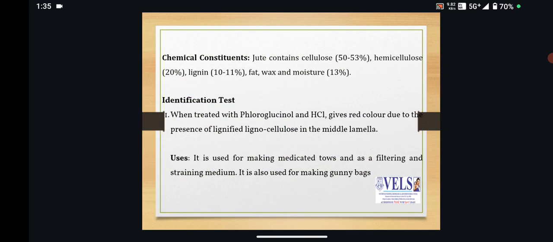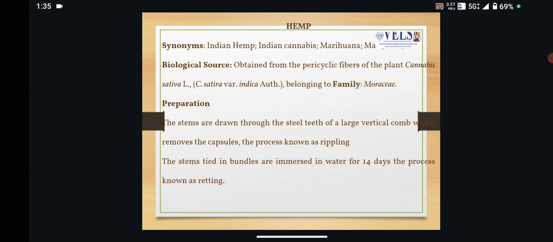Chemical constituents: it contains 50 to 53% cellulose, hemicellulose 20%, lignin 10 to 11%, fat, wax and moisture. Identification test: when treated with phloroglucinol and hydrochloric acid, it gives a red color due to the presence of lignified tissue, that is lignocellulose present in the cell wall of the fiber. Uses: it is used in the preparation of filtering medium and staining medium. It is also used in the commercial industry for making gunny bags and ornamental items.